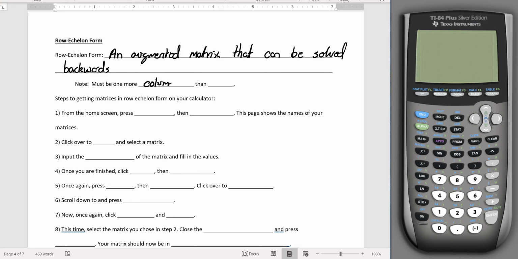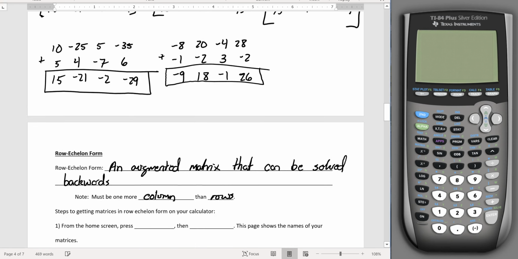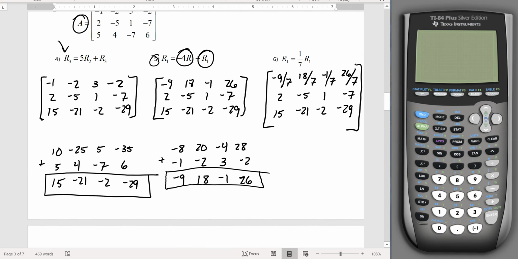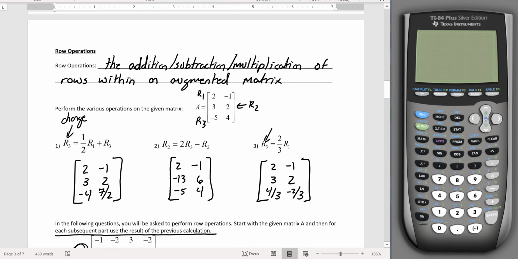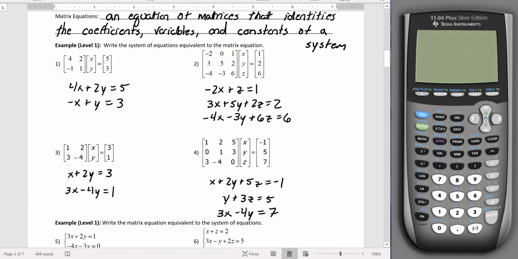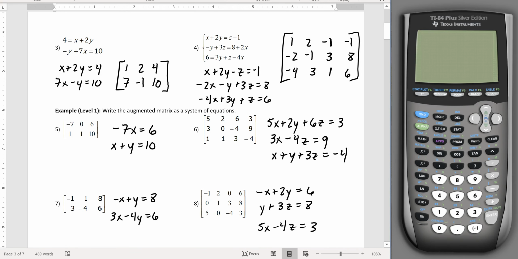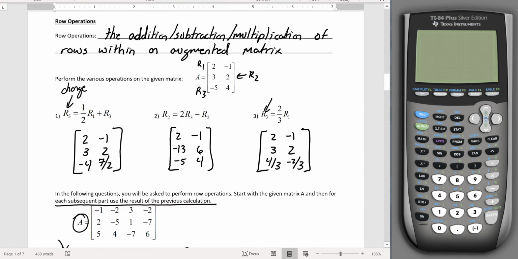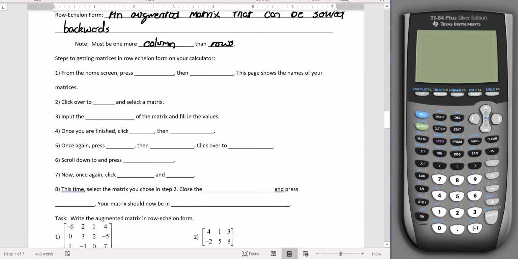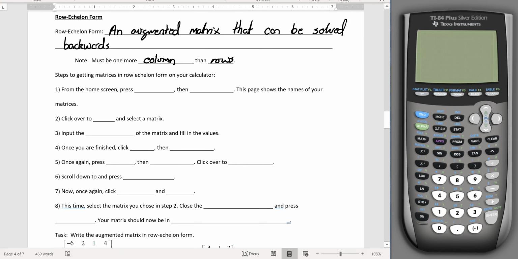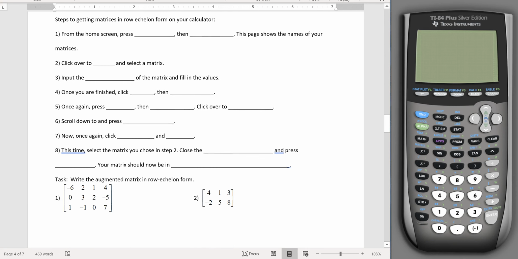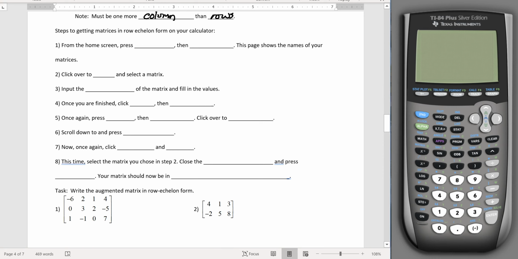Think about all the matrices that we've dealt with so far. There's one more column than rows. That one didn't. But if we look up here, we had 2 by 3s or 3 by 4s. That needs to be the case because that means there's the same number of equations as there are variables. So to get something into row echelon form, let's go ahead and do this first example together.